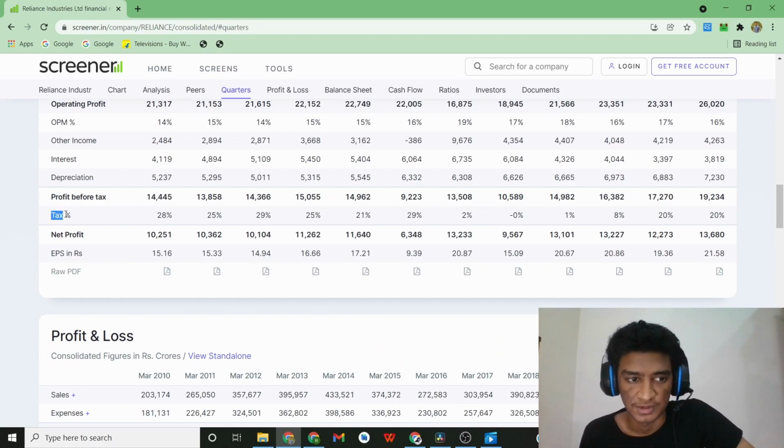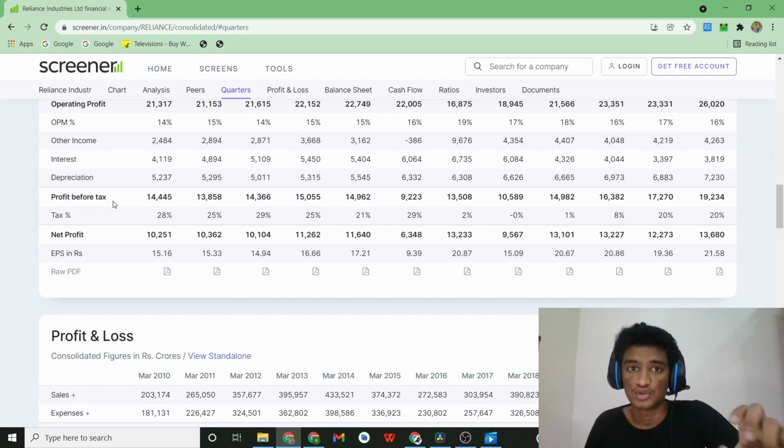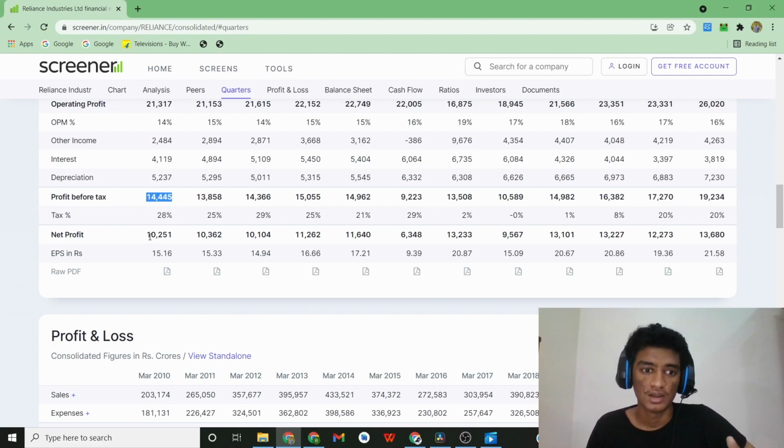Next, you have tax percent. Whatever profit the company makes, it has to pay a certain amount of tax to the government, right? Depending on the corporate tax rates and on which business the company is in, it has to pay a certain amount of tax. So here, the tax rate for that particular quarter was 28%. If you deduct 28% from 14,445, you will get your net profit, which is 10,250.